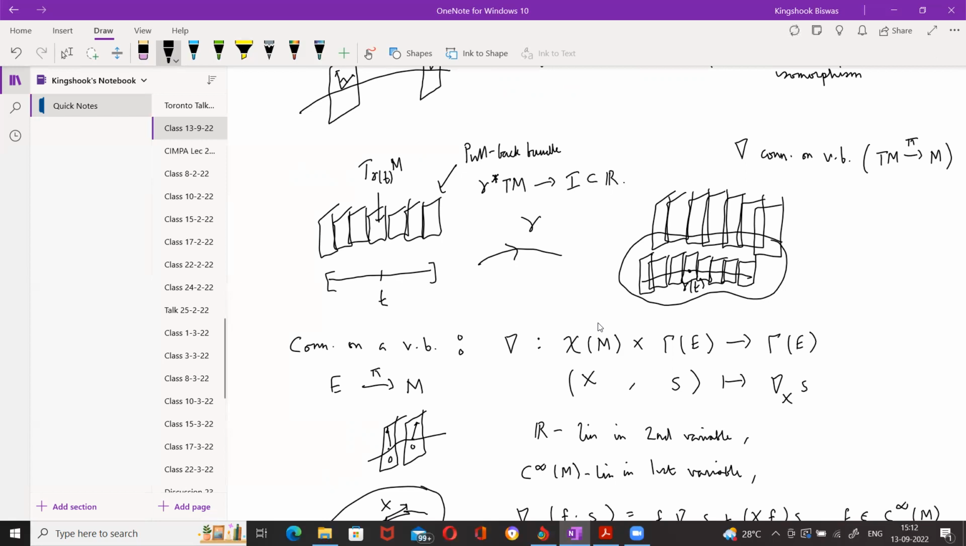And what is a section of the pullback bundle? It's just a vector field along gamma, right? A vector field along gamma is nothing but a section of the pullback bundle. At each point, you have a tangent vector in the tangent space at gamma T. That is the fiber of the pullback bundle, right?